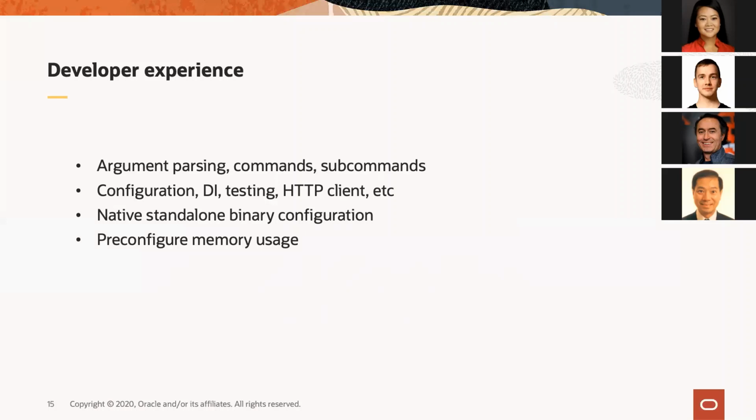Your CLI most probably will try to access some remote resource, so you need this HTTP client, etc. So you need those functional capabilities from the tech that offers you. And it's also really good if it also provides the configuration for the GraalVM native image and provides the options to maybe pre-configure the memory usage if you want, all that.